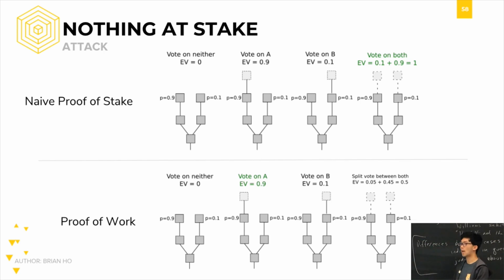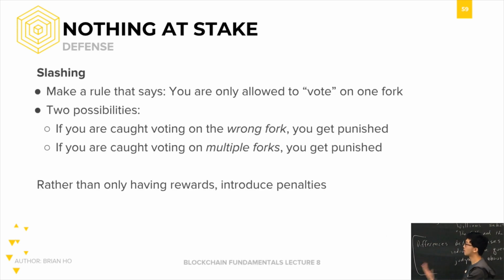And so how do we defend against this? We can introduce an idea called slashing. This is where we can use our crypto and economic primitives to design an incentive to prevent malicious behavior. We can make a rule saying that you're only allowed to vote on one side of the fork, so we can punish those who vote on the wrong side. If fork A ends up being the one that persists and wins, and you voted on fork B, too bad, you got punished.